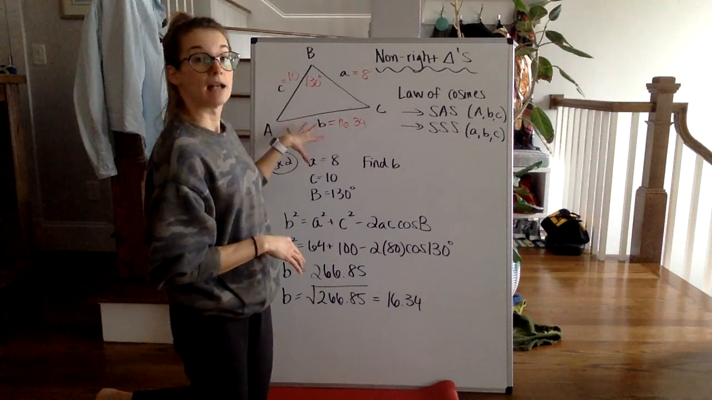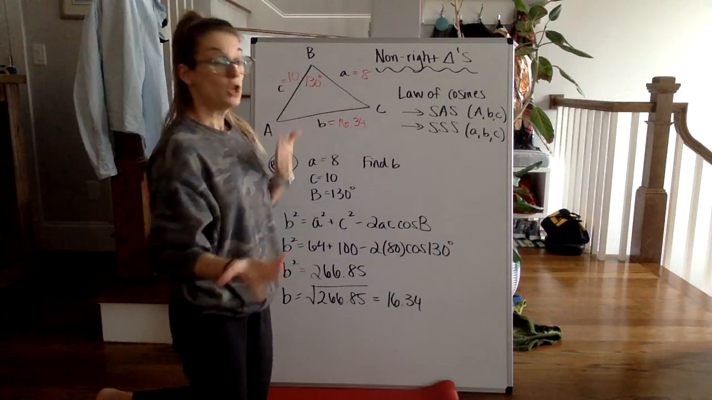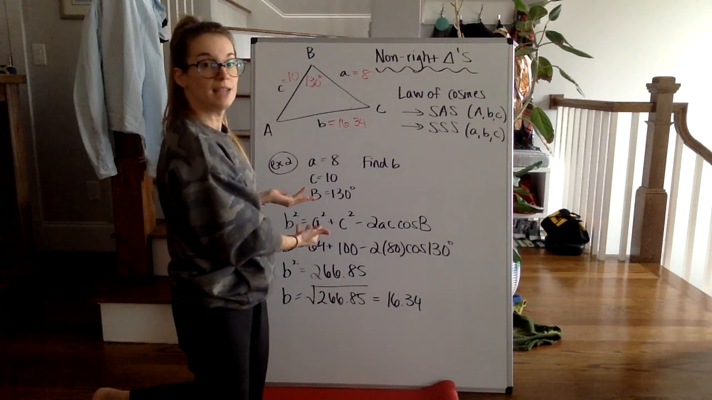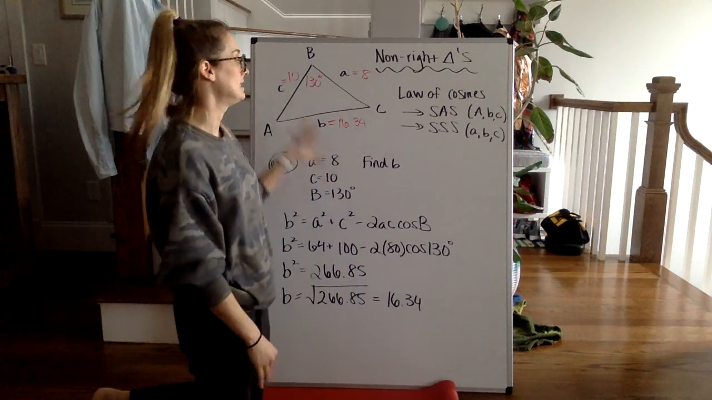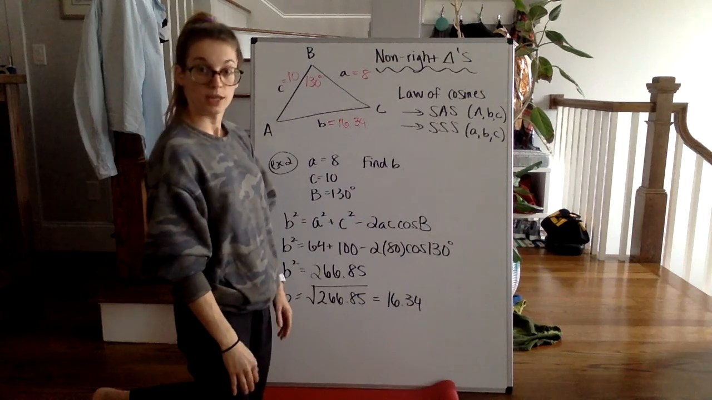In the event that you're asked to solve for the full triangle, you may have to start with law of cosines and then continue with law of sines to get the rest of the missing components.